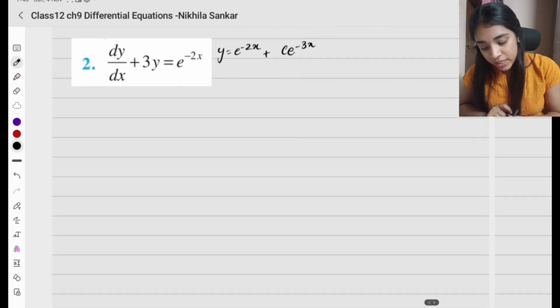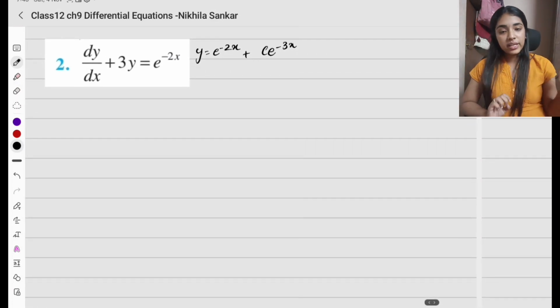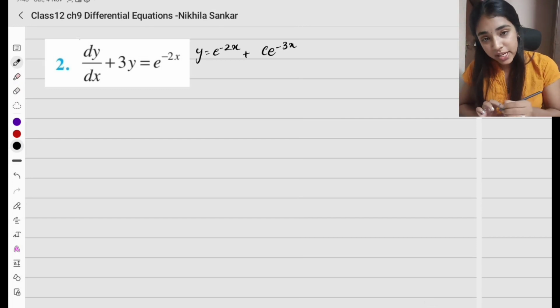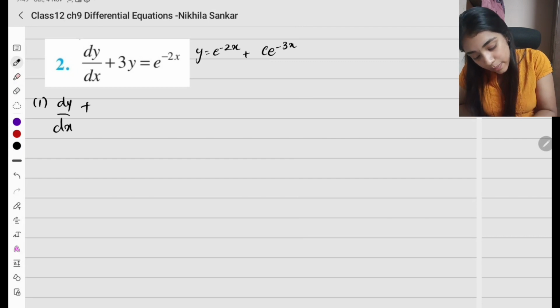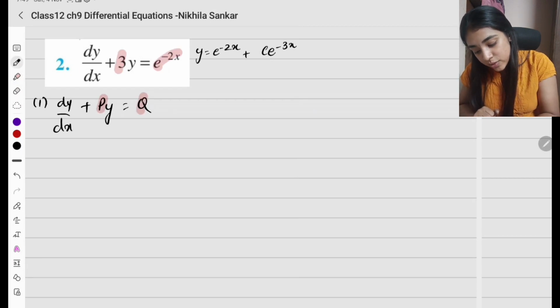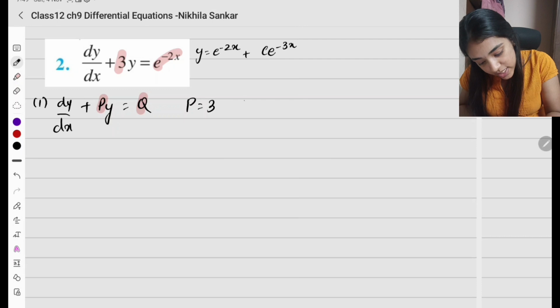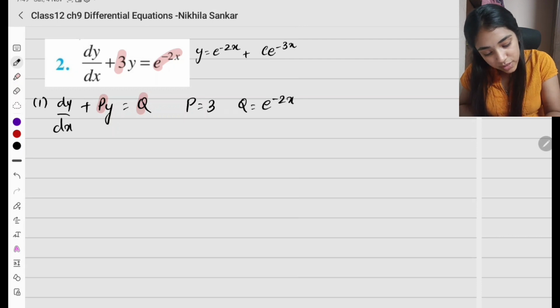Second question. dy by dx plus 3y equals e to the minus 2x. So first step என்ன? dy by dx plus py equals q, இந்த formula இருக்கான்னு பார்க்கணும். In the formula இருக்கு, this is my p, plus 3. Q is going to be e to the minus 2x. Very good. So p equals 3 and q equals e to the minus 2x.